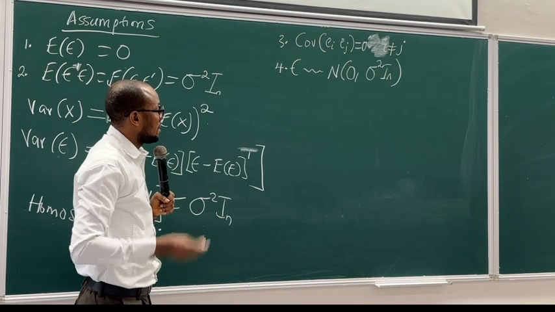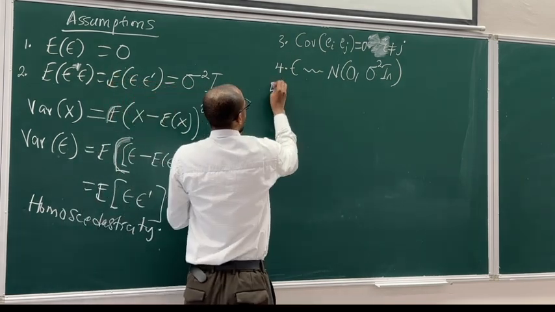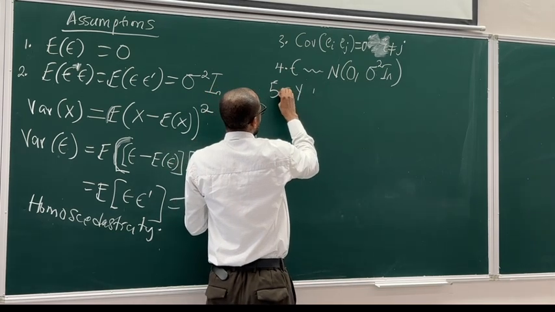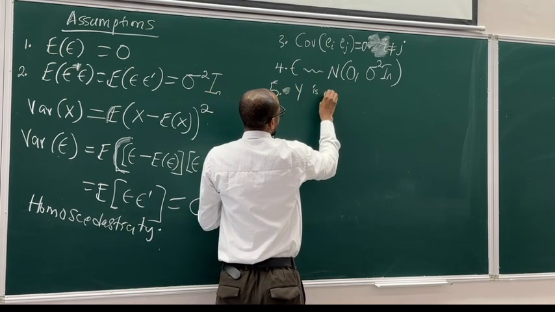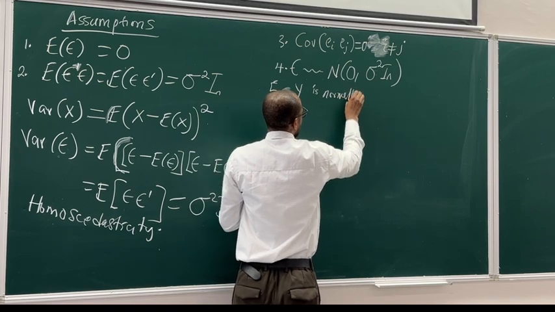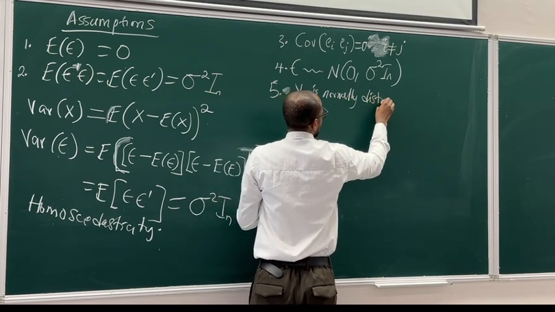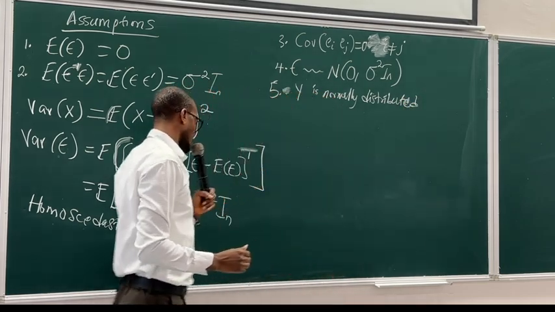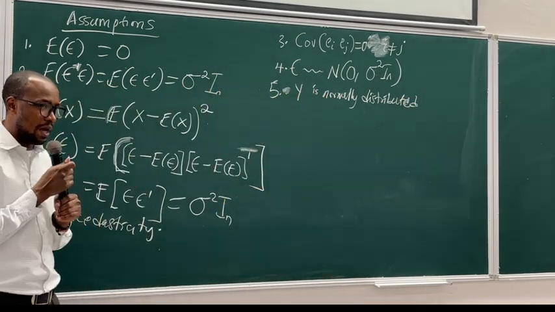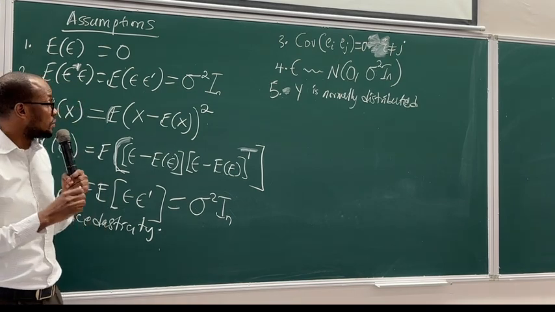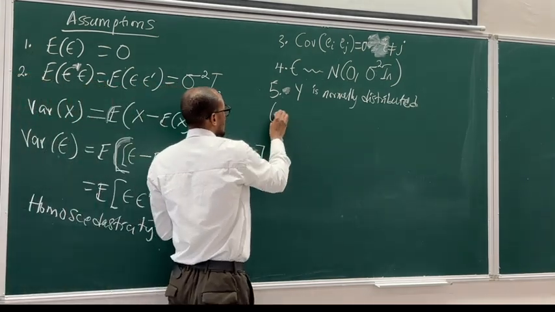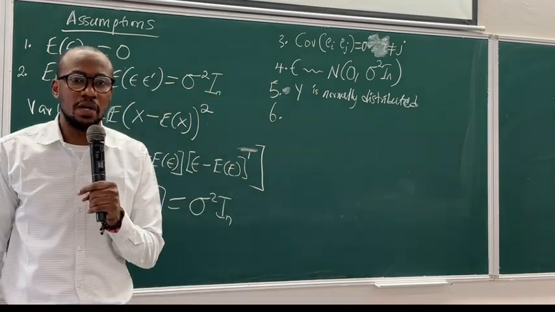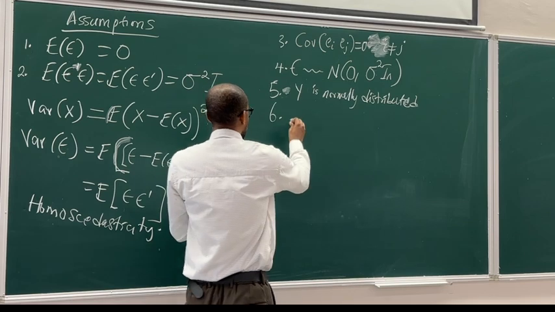Okay, now that we've established that, number 5, we also believe that y is also normally distributed. Okay, there is a distribution for y. Y is normally distributed, and we also make the assumption that there is no multicollinearity. Okay, there is no multicollinearity.